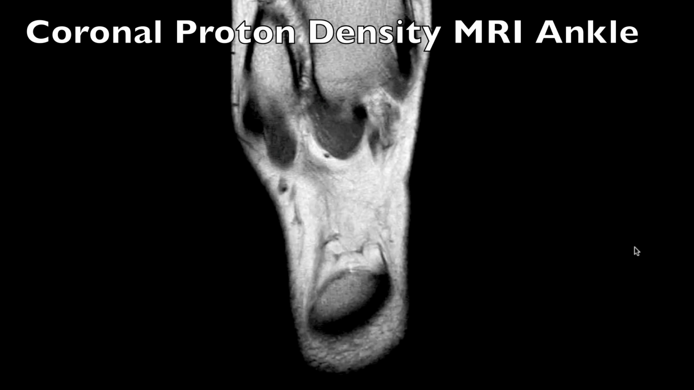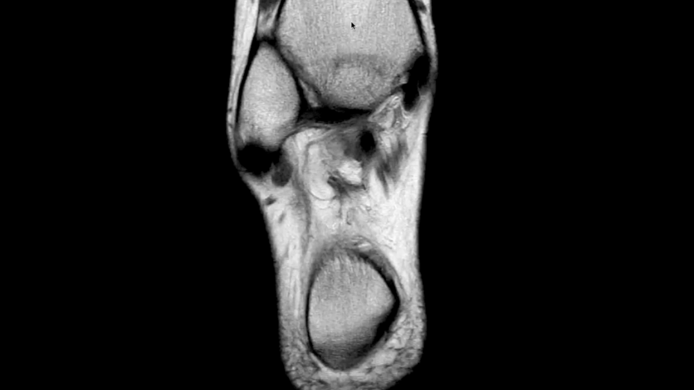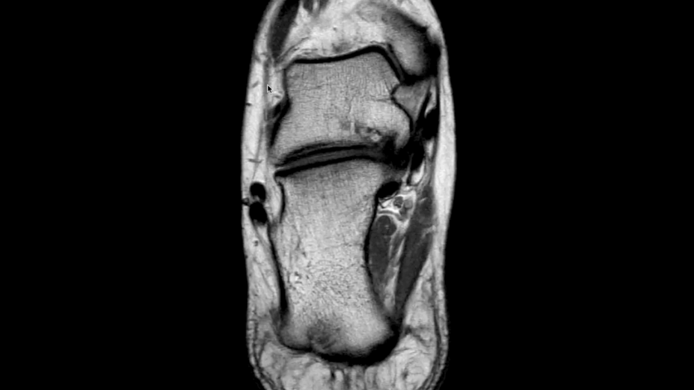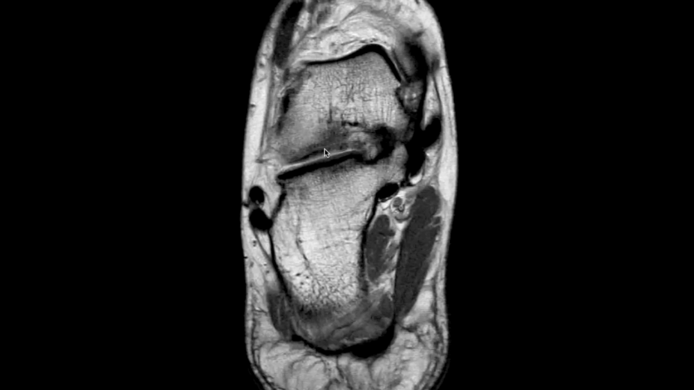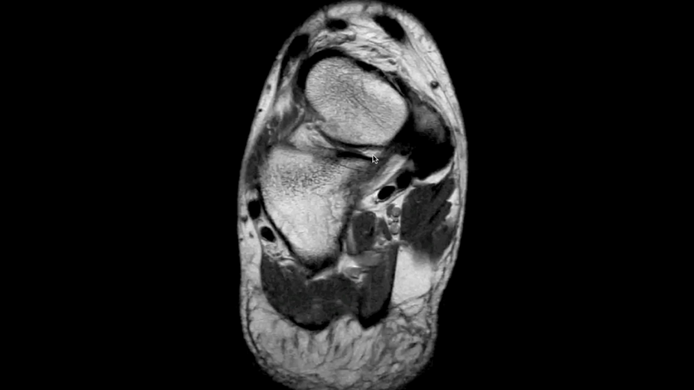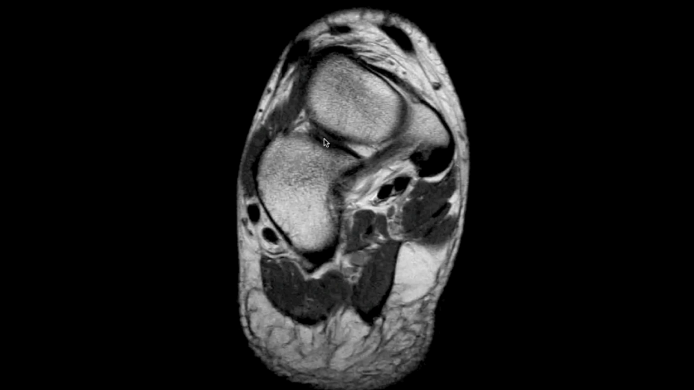So moving on to the coronal images, these are coronal proton density images of the ankle. We're starting posterior and we're going to work our way anterior. So this is the distal tibia, this is the fibula, here's the calcaneus. As we extend more anteriorly, we see the talar dome. This is the posterior subtalar joint. This is the sustentaculum tali, making that middle subtalar joint. And then more distally and laterally, we see the anterior subtalar joint.